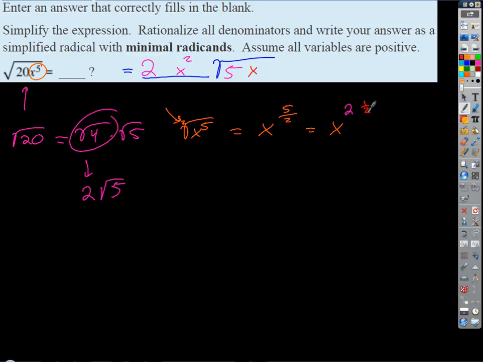well, it has to mean 1/2, right? So that's going to be an x to the 1/2, right? But we don't write the 1 and the 2, right? For a square root, we don't actually write that. So our final answer would just look like, outside we've got our 2x squared times the square root of 5x.